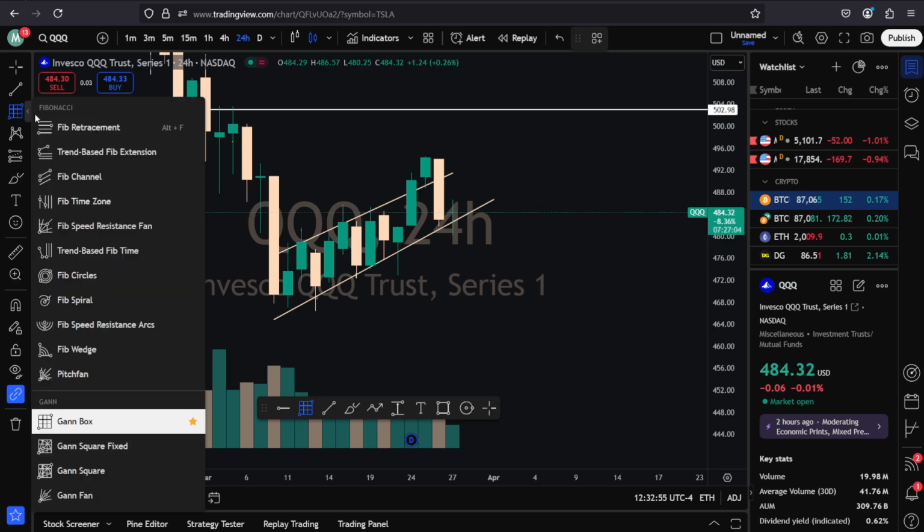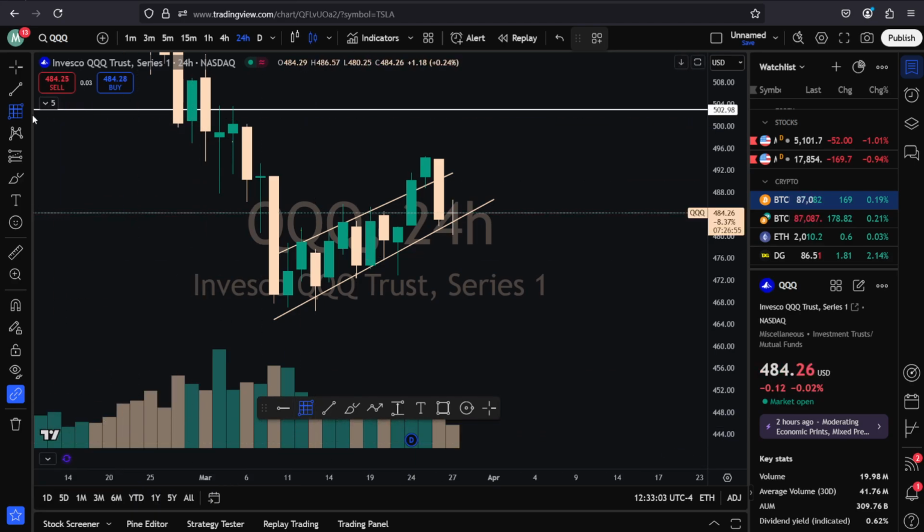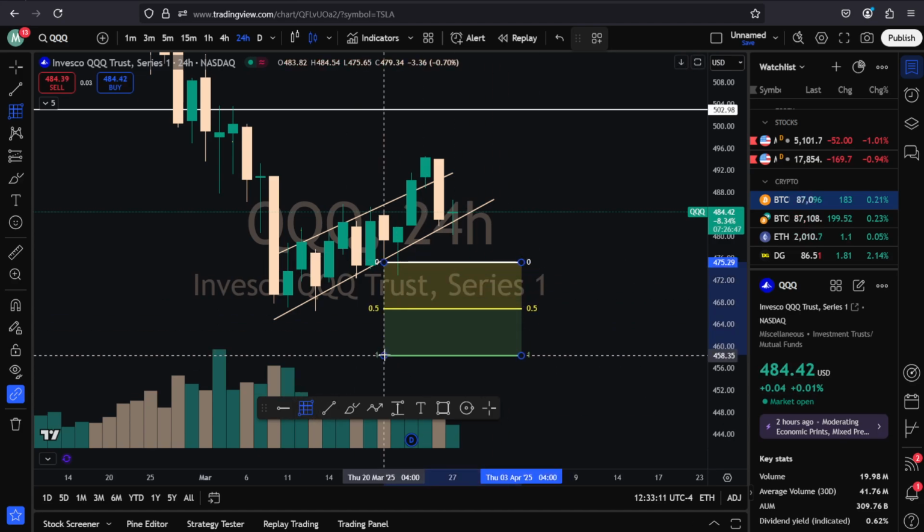You go into Fibonacci retracement on TradingView. You scroll all the way down to the gone box. You can highlight it, you can put a star next to it, and then click the favorite or star button in the bottom left of your TradingView screen, and it should give you a hotbar that has the gone box on it.